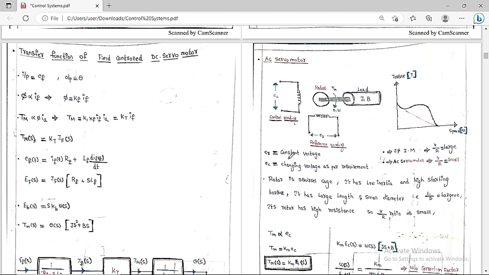Now, ER is called the constant voltage. The reference voltage is always made constant, and EC is called a changing voltage as per the requirement. So we always try to keep ER constant and EC will change as per the requirement. So ER is the reference voltage, always kept as a constant voltage, and EC is a variable voltage.